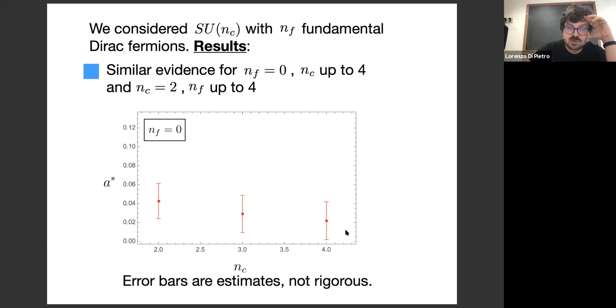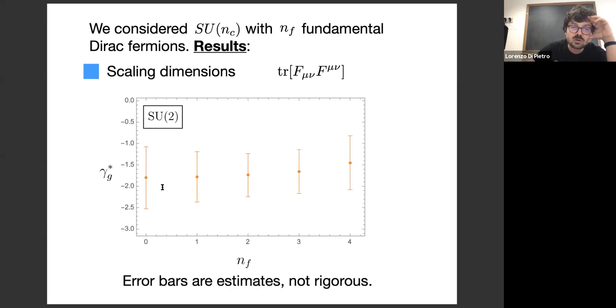So these are the values that we see as a function of the number of colors. Now, the gauge coupling at the fixed point is not an observable, right? It depends on the scheme one is using. So we also wanted to look at some observables that perhaps can also be useful to compare with lattice simulations or other methods. So we looked at 2 scaling dimensions.